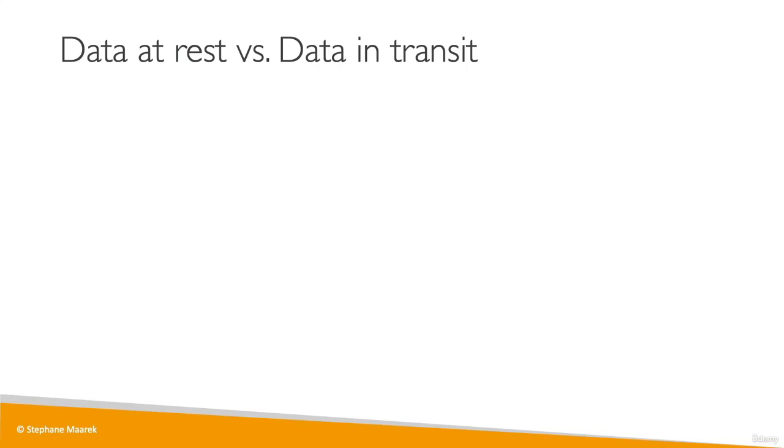Okay, so now let's talk about encryption. And we've seen encryption a little bit in this course, but now let's try to formalize what it means. So there are two types of encryption happening within AWS. You have encryption at rest and encryption in transit.